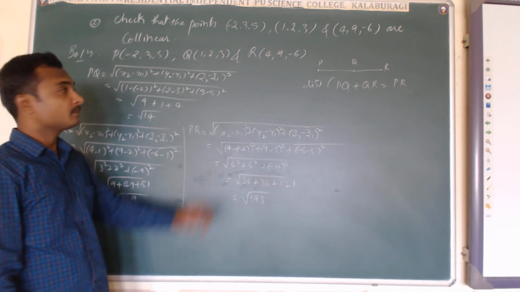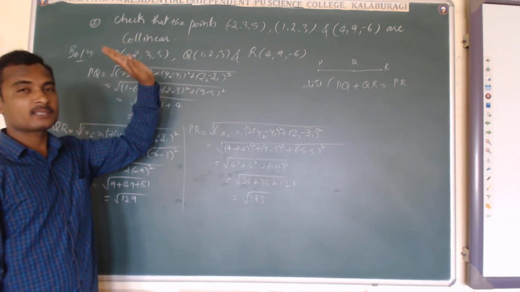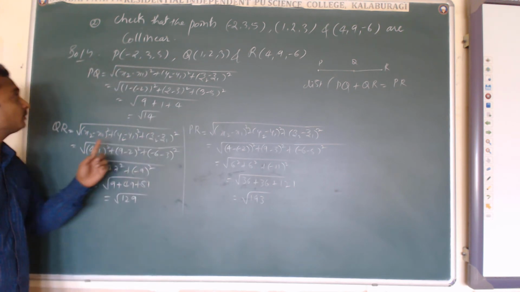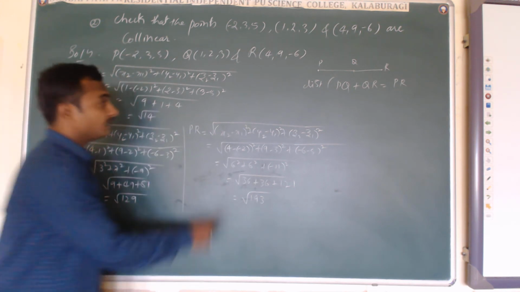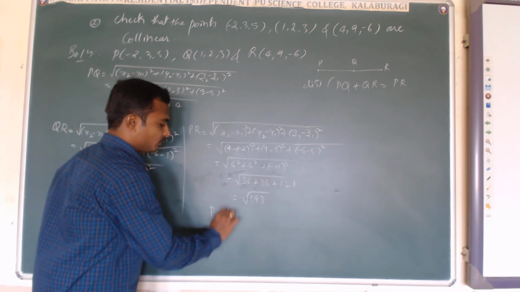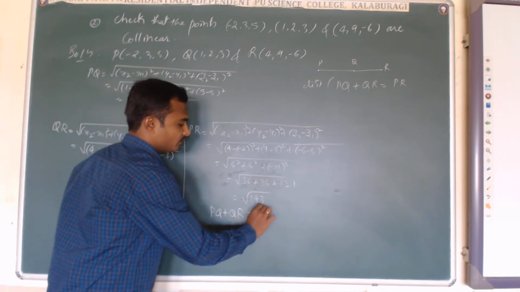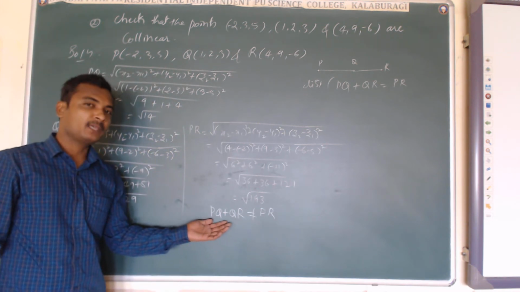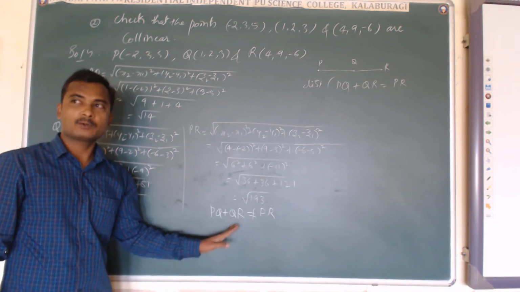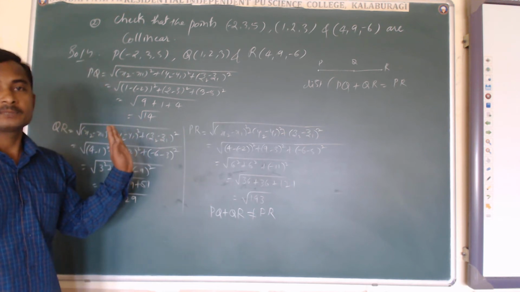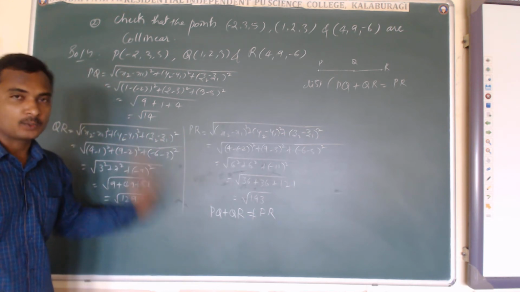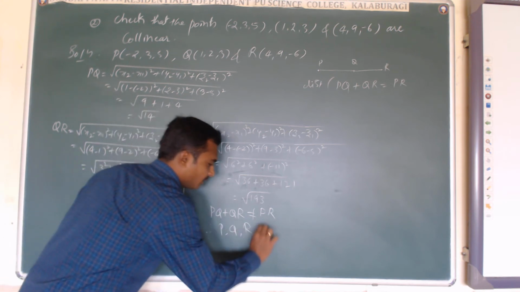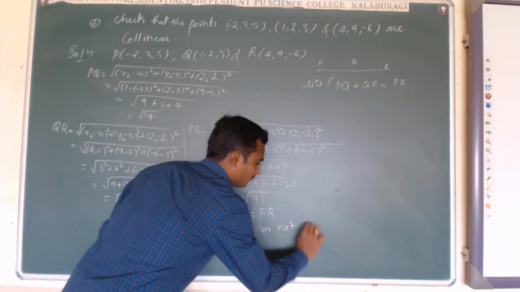We have to check whether the given points are collinear. So observe the distances PQ, QR and PR. Clearly PQ plus QR is not equal to PR. There is no matching between the sum of PQ plus QR and PR. Therefore, the given points are not collinear. Therefore, P, Q and R are not collinear.